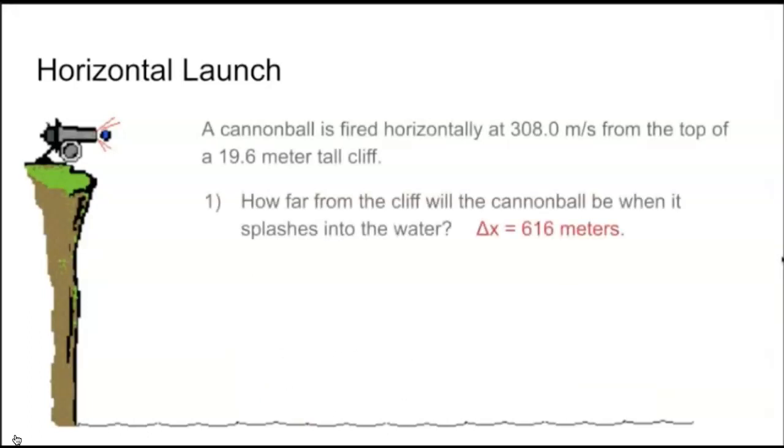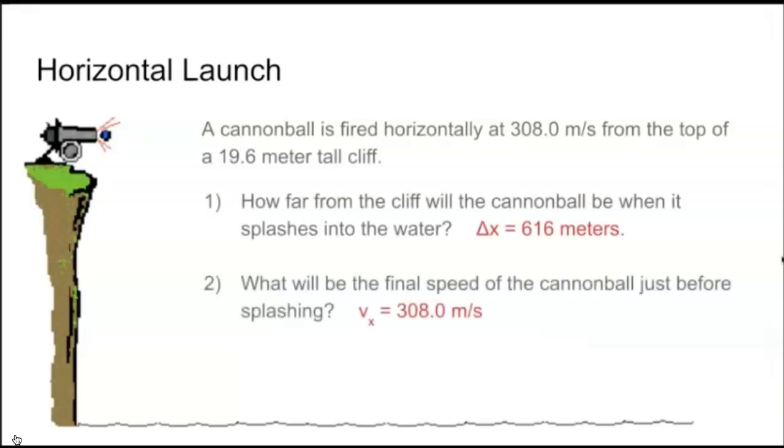There was a second question on the opening slide from this video, and that was, what will be the final speed of the cannonball just before splashing into the water? The interesting thing about this is that in the x direction, you already know the speed was 308 meters per second, and that hasn't changed. There's nothing that would cause a delta v. It stays 308 meters per second.